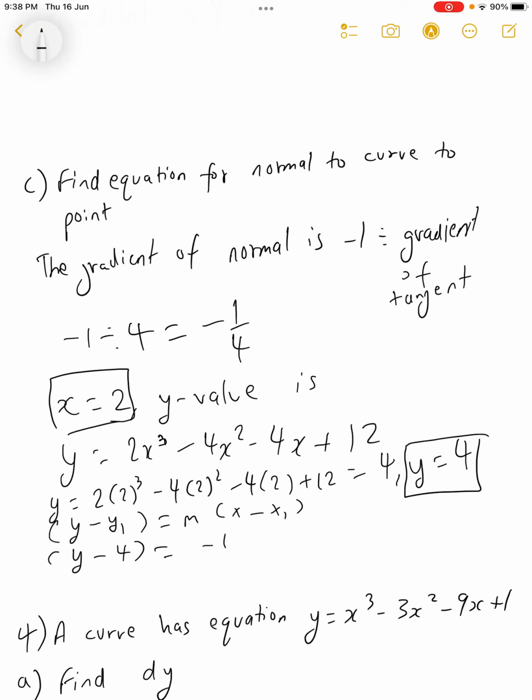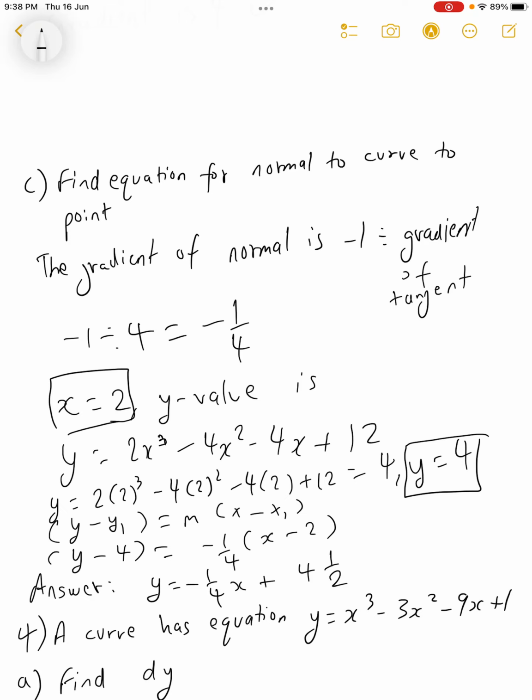And it's going to be equal to m, since we know the gradient is the opposite inverse reciprocal, right? We're going to have a quarter times brackets x minus 2. Once you do that, you get the equation of the line: minus a quarter x plus 4 and a half.